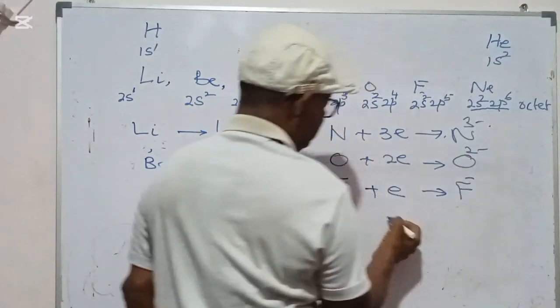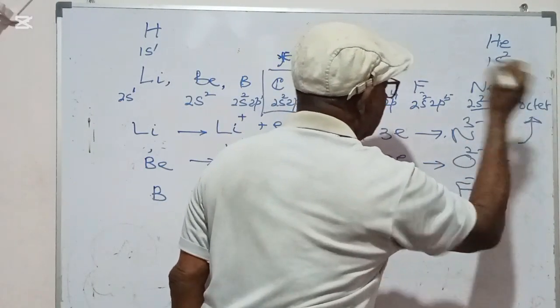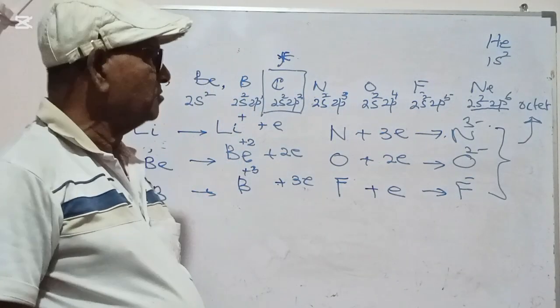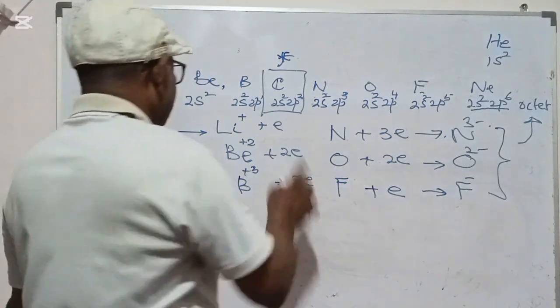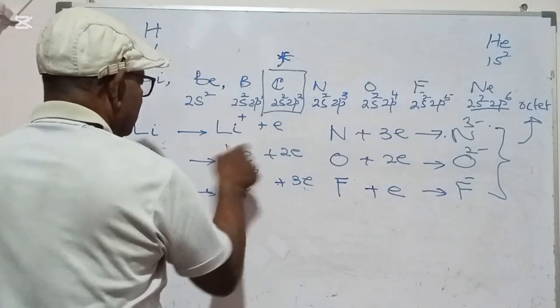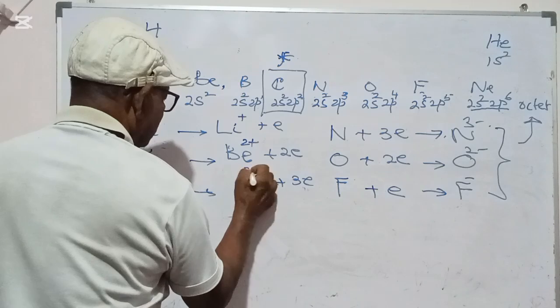They become the configuration of neon. Now they are stable. So it is clear that Li plus is formed. This should be written as Li 2 plus, 3 plus.